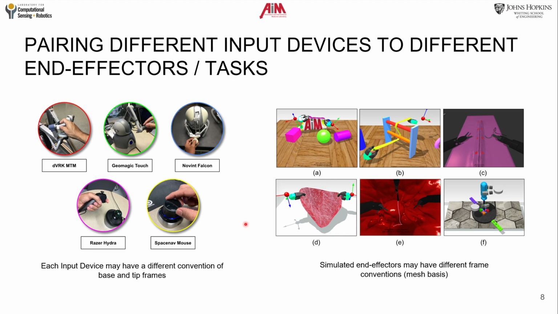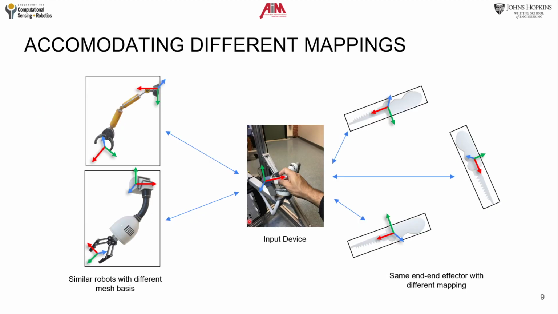This choice results in the description of new mapping transforms for each combination of an input device, simulated robot, and camera pose. An example of requiring different mappings is shown on this slide. The two robots on the left have a similar configuration but different base and tip frames, thus would require different mapping matrices. On the right, a single end effector is shown which, depending upon the application, could be mapped to the input device in three different ways, thus also requiring three different mapping matrices.